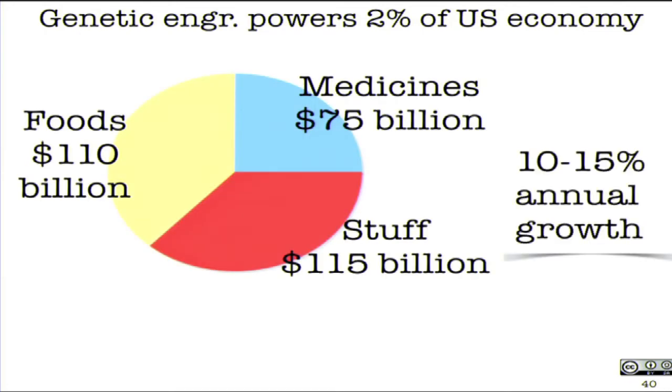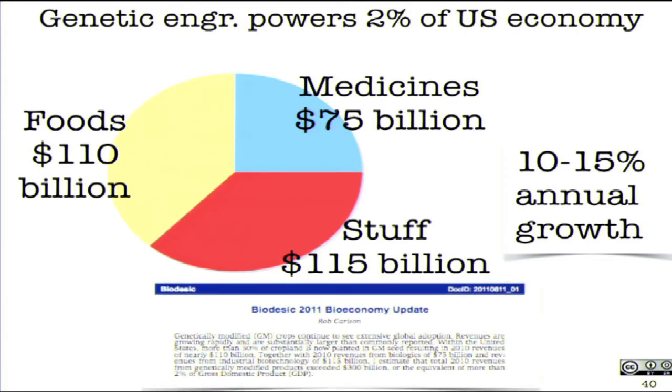What does it break down to? Medicines, like recombinant production of insulin for treating diabetes, foods, oftentimes controversial, genetically modified crops, and stuff. I'll come to that to give you an example of stuff, because it seems kind of odd. Also very interesting is historically, this is growing at 10 to 15% a year. Don't know if it'll keep growing, but that's a pretty impressive clip. You can read more about this in the bioeconomy blueprint that the White House put out last year, or Rob Carlson's analysis, and so on.